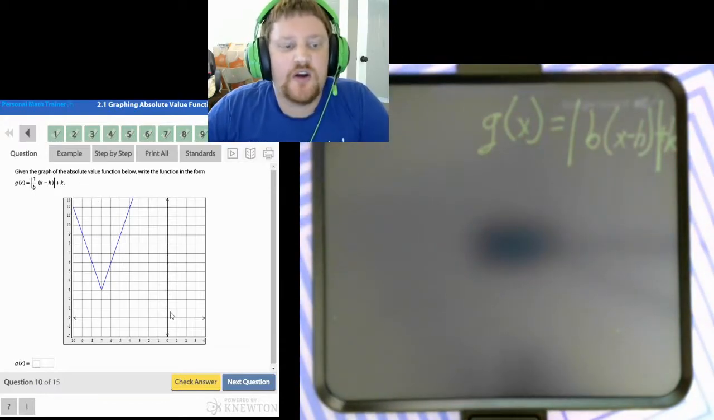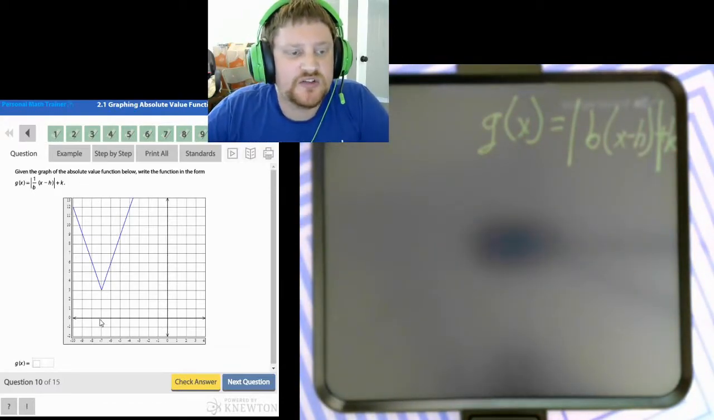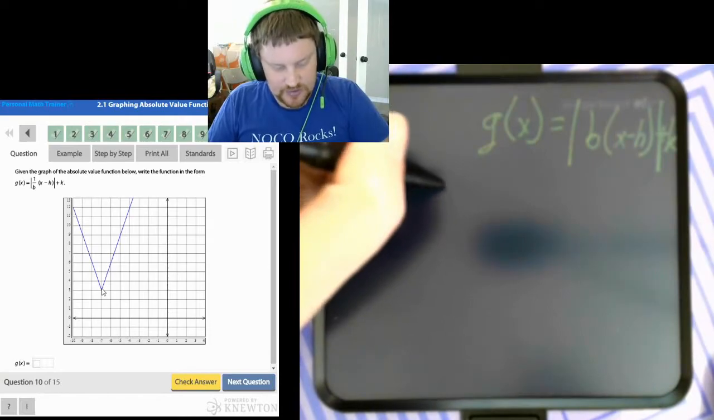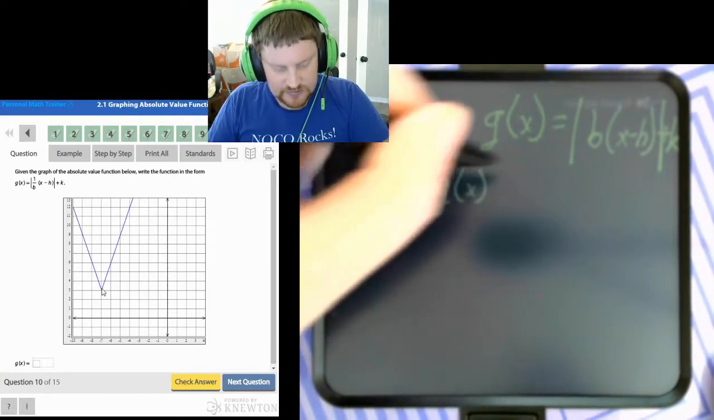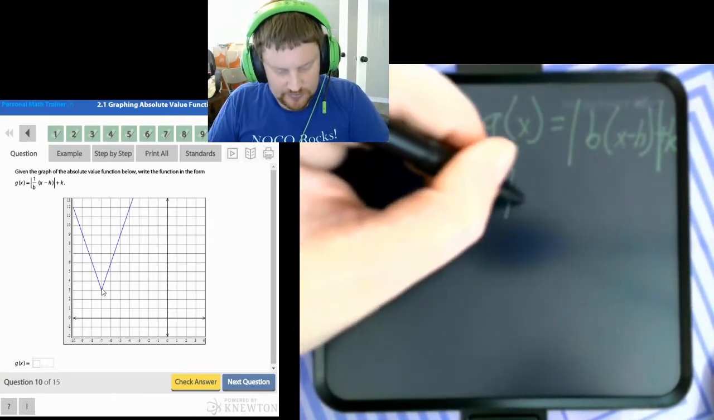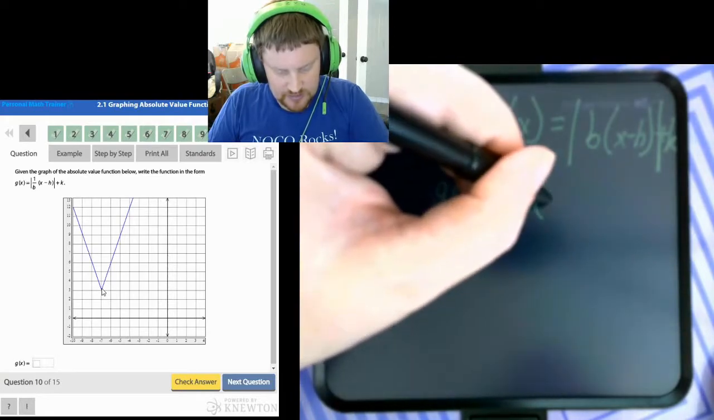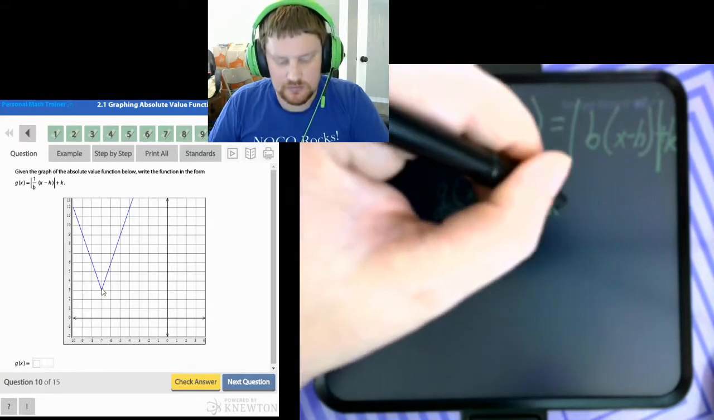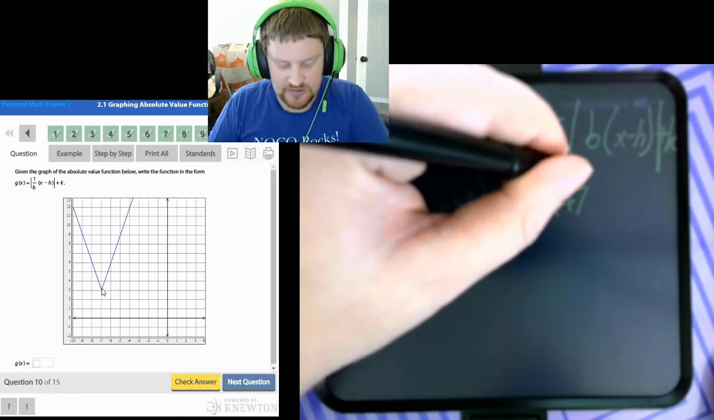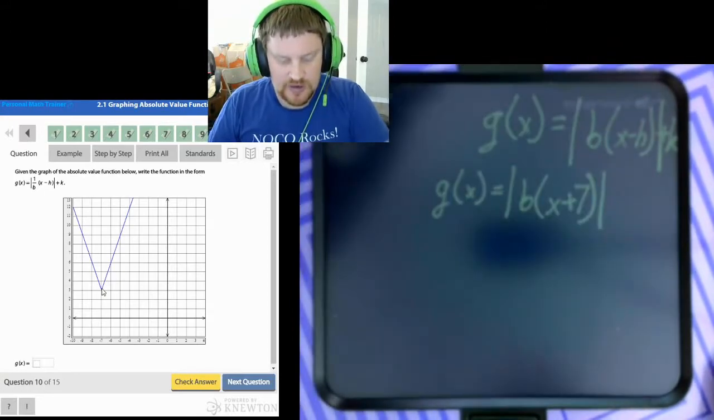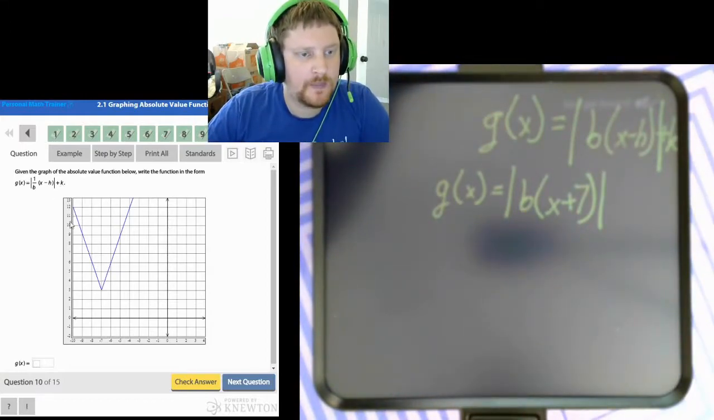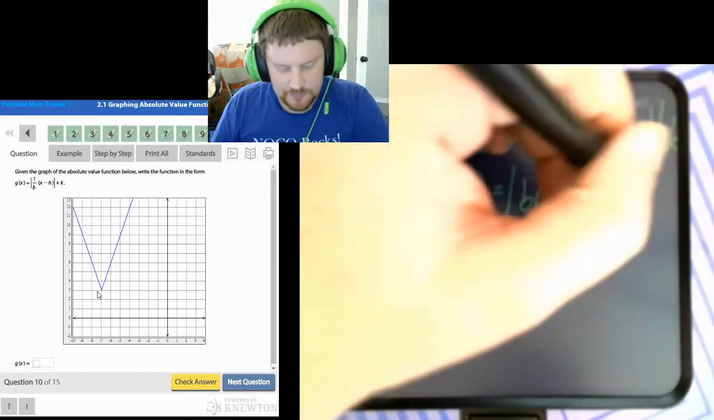First step, find our vertex. We are 7 to the left and 3 up. So h is -7, so we have g of x equals absolute value of b times x minus -7. Minus -7 is +7. And then our k value is +3.